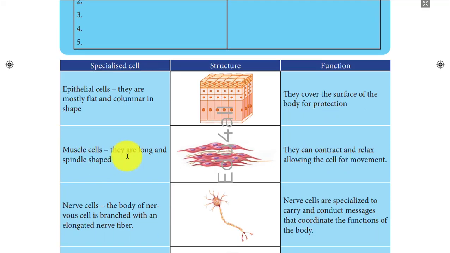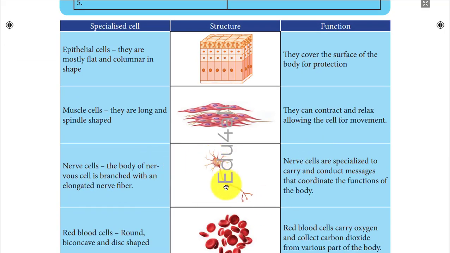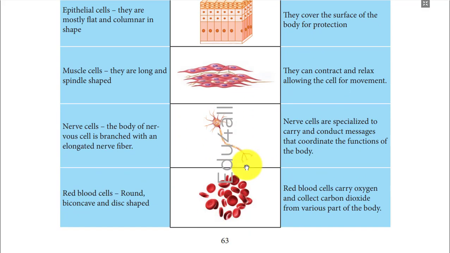Next is the muscular cell. It's slender and spindle shaped, which can contract and relax, and is made up of muscle fibers. The main duty of a muscular cell is cellular movement. Nerve cell, which is called neuron, conducts nerve impulses. That means it transmits the feelings or communication between the brain and all the parts of the body, and vice versa, from all the parts of the body to the brain. So it coordinates all the functions of our human body.